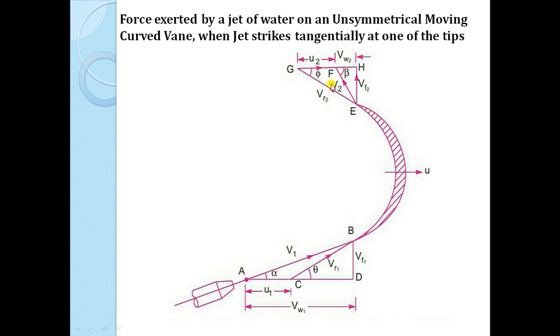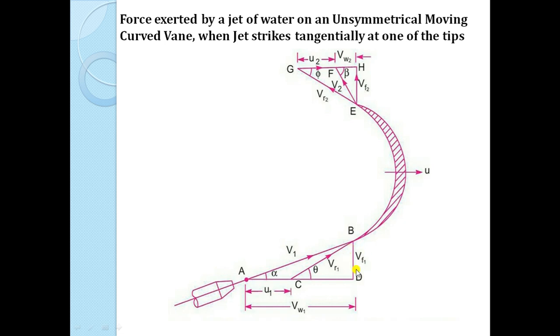Here V2 is the velocity of the jet which is leaving the vane, U2 is the velocity of the vane at outlet, and Vr2 is the relative velocity of the jet with respect to the vane at outlet. Beta is the angle made by the absolute velocity V2 with respect to the direction of motion of the vane, and phi is the angle made by the relative velocity with respect to the direction of motion of the vane.